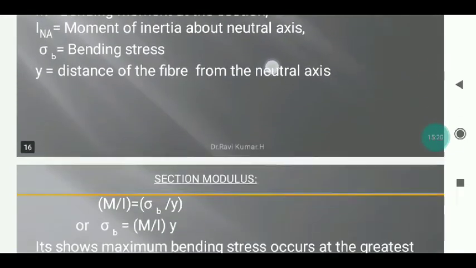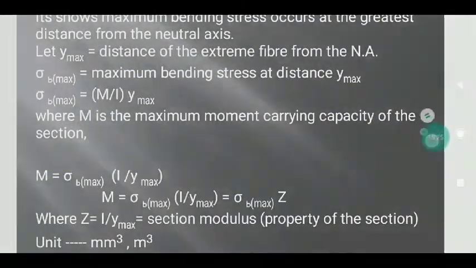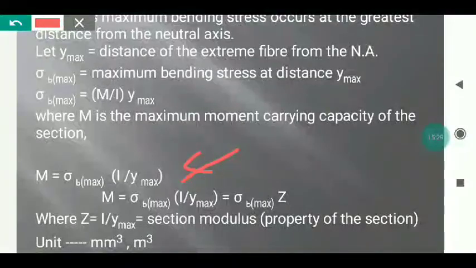Continuing the equation, Z is equal to I by y, which is called the section modulus. Hence we get the equation: moment of resistance is equal to stress into section modulus, where the section modulus is equivalent to I by y max of the member. As per the first semester knowledge, I is bd cubed by 12 for a rectangular section, so the unit is mm to the power of 4 and y is in mm. Hence the unit of section modulus will be mm cubed or meter cubed.